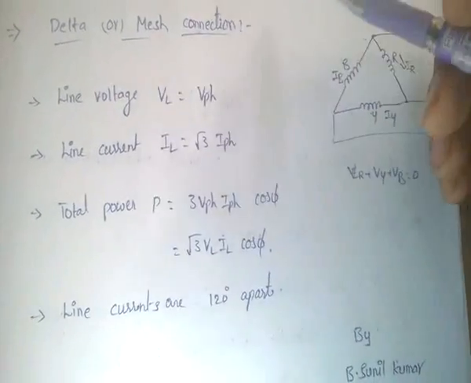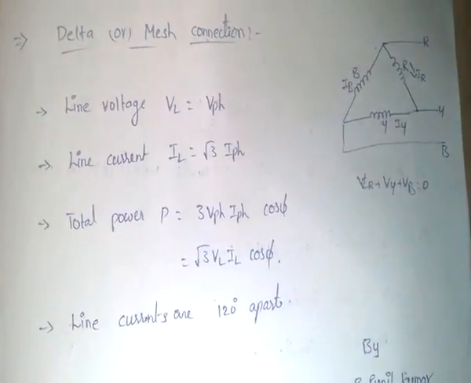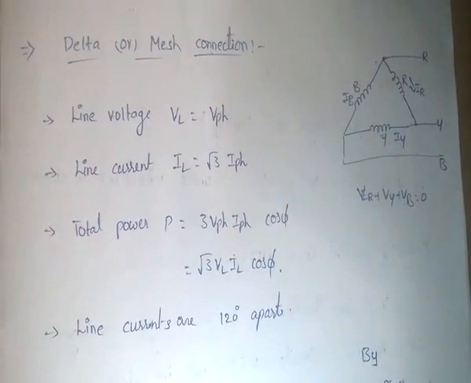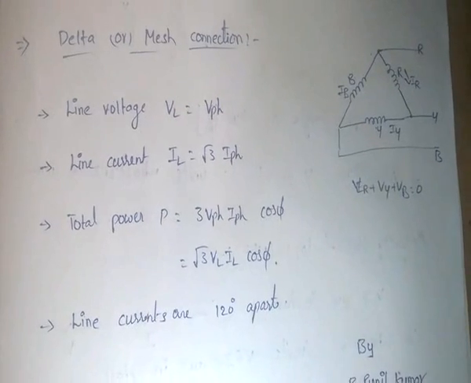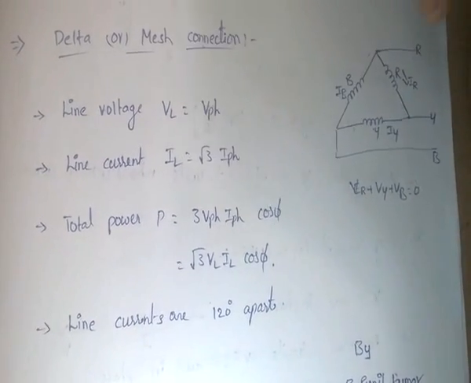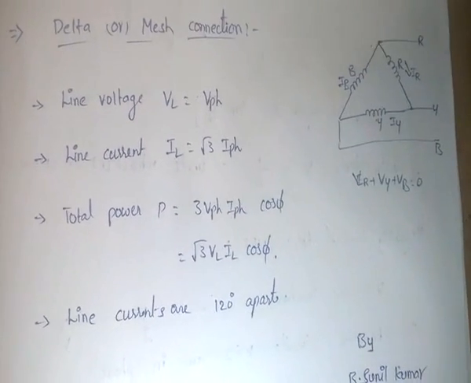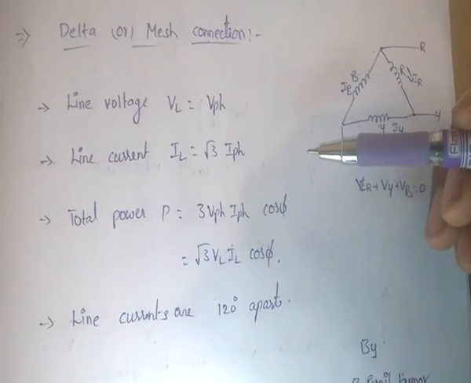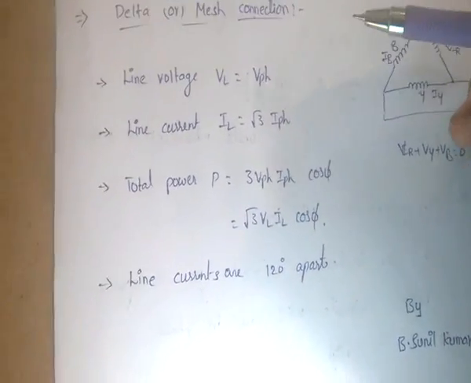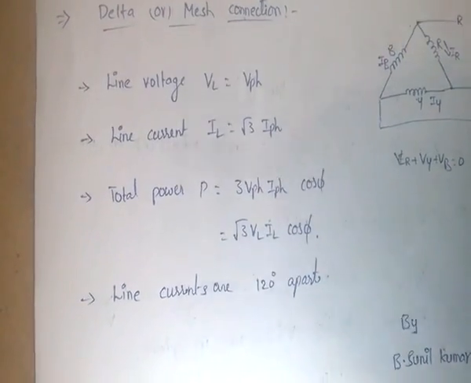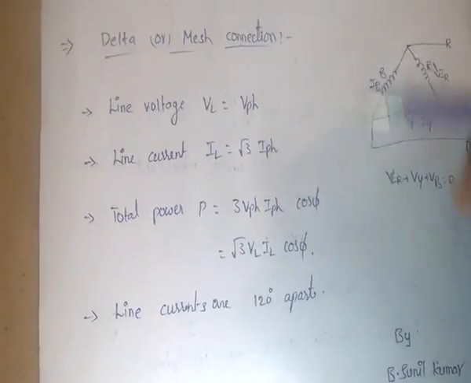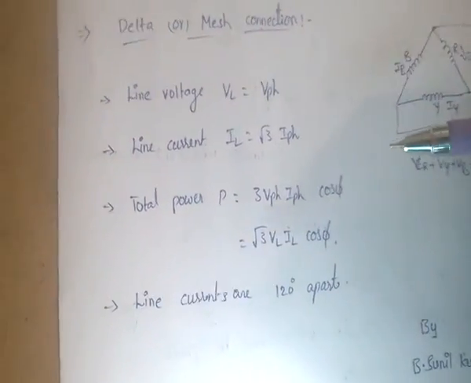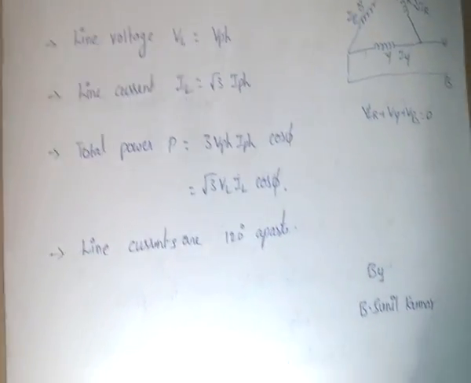Once again, in the case of star connection, line voltage equal to root 3 into phase voltage, and line currents are equal to phase currents. In the case of delta connection, line current equal to root 3 phase current, and line voltage equal to phase voltage. Remember them, very very important.